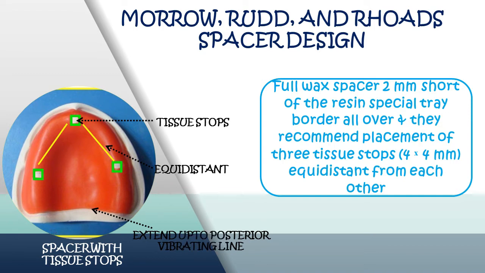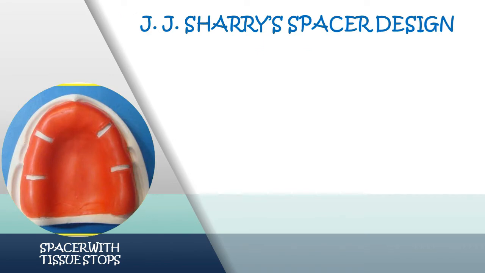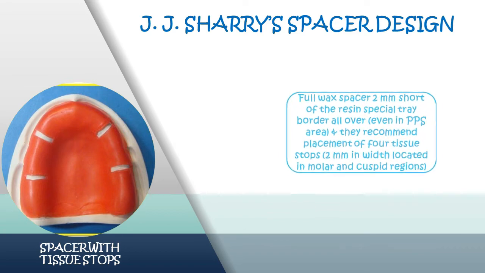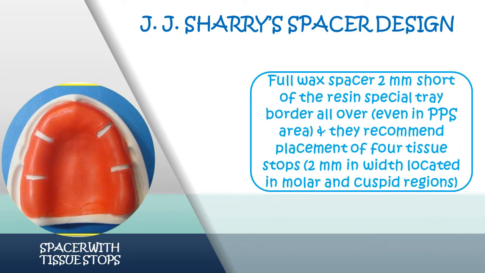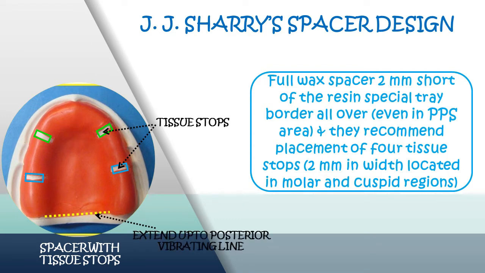Next, we have the JJ Sherry spacer design, which is a spacer with tissue stops. Full wax spacer 2 mm short of the resin special tray border all over, and they recommend placement of 4 tissue stops, 2 mm in width, located in the molar and cuspid regions. As we can see in the figure, we have 2 tissue stops in the anterior region and 2 in the posterior. Totally we have 4 tissue stops, 2 in the cuspid and 2 in the molar region, and posteriorly it extends up to the posterior palatal seal area or posterior vibrating line.